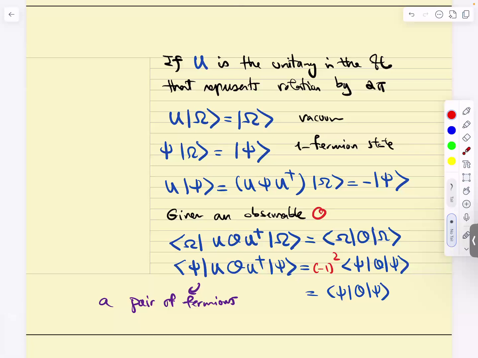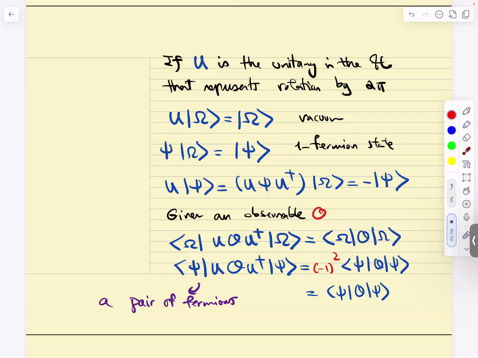Okay. Now, if U is a unitary in the Hilbert space, right? Symmetry transformations are realized as unitaries or anti-unitaries. In this case, it's a unitary. It's representing rotation by 2 pi. The vacuum of the theory, with no excitations, bosonic or fermionic, is invariant under it. If you take a fermion operator and act on the vacuum, that creates a fermion. That one-fermion state is not invariant under it. How do you show that? Well, this is U acting on psi. Insert U dagger here. U leaves the vacuum invariant. This is minus psi, so you pick up minus psi.